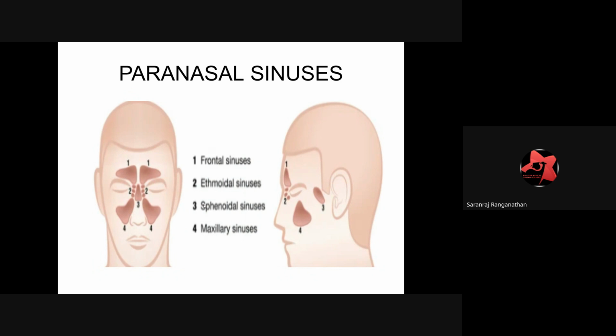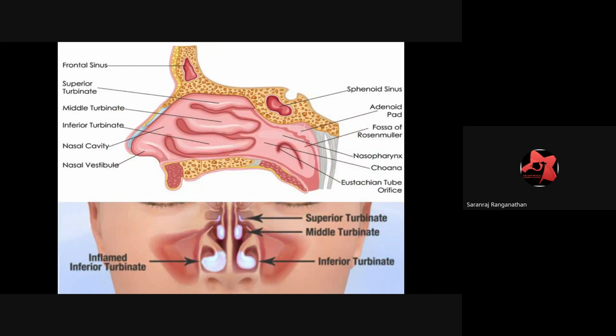Okay. Then the sphenoidal sinus, that will be connected near the ear area. Then the fourth one, maxillary sinus. This maxillary sinus is exactly near the nose area. Okay. So in our cheek area, it will be connected to the nose area. So you can see the nose image they have given, with the inner anatomical parts. The frontal sinuses will be located here, and the sphenoid sinuses are located here.